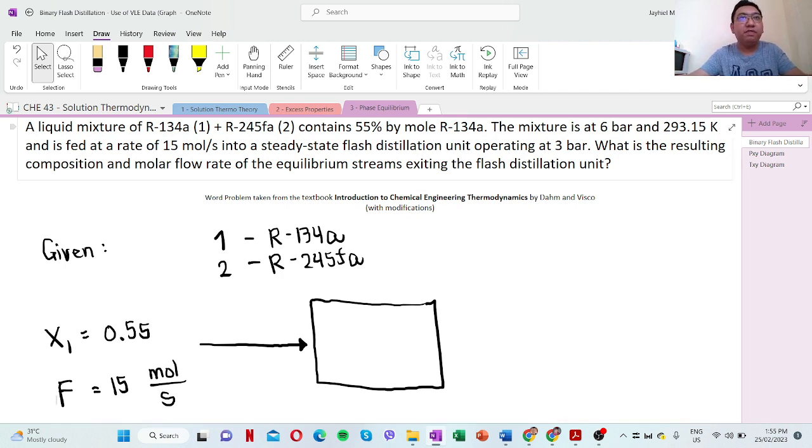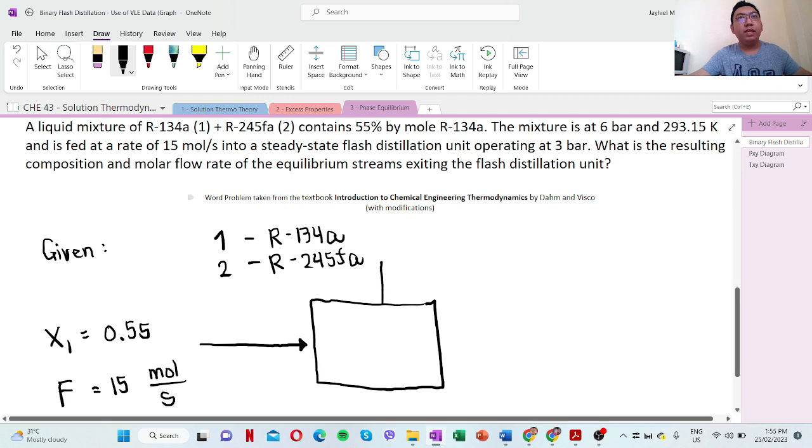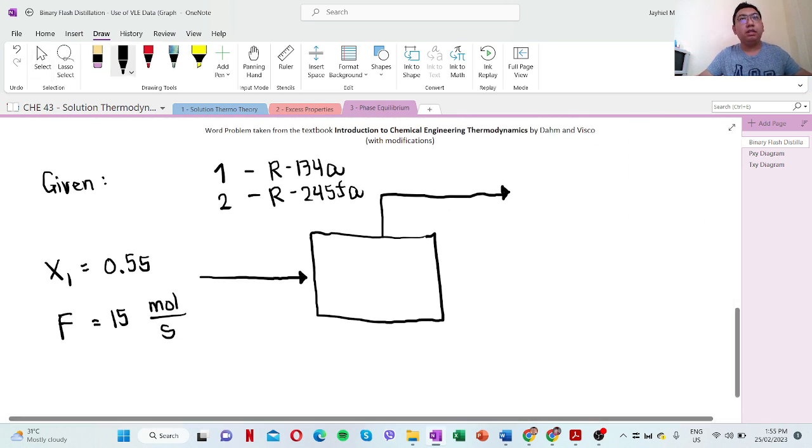And then, this is a steady-state flash distillation unit. It did not specify if it's an adiabatic flash or an isothermal flash. So it doesn't really matter for the meantime, since we will not be solving for the energy balances. We will just be sticking to the mass balances. That's why we don't really need to know if it's adiabatic or isothermal.